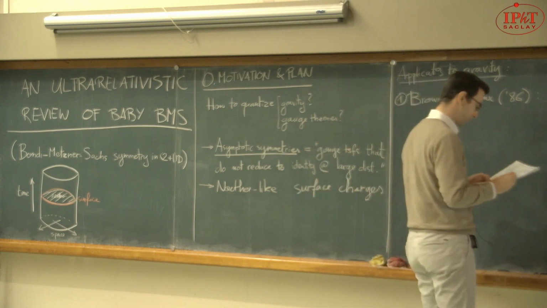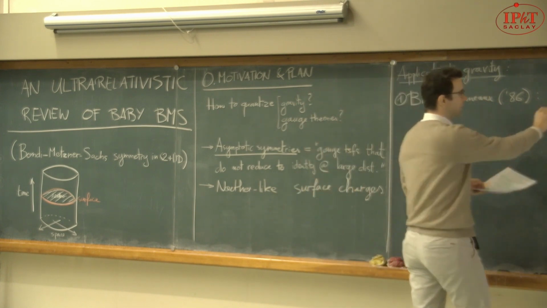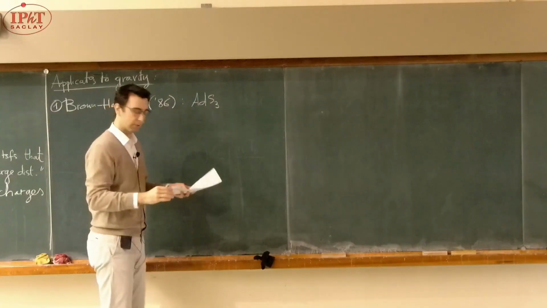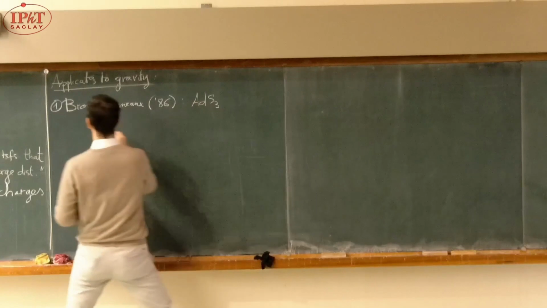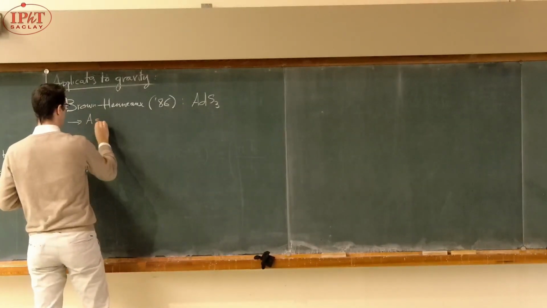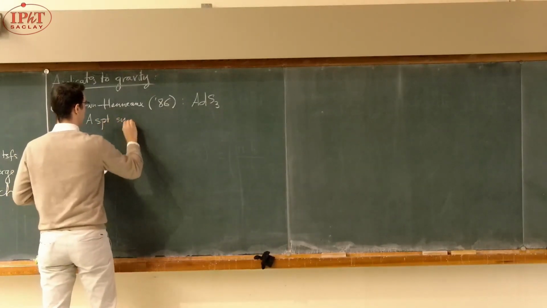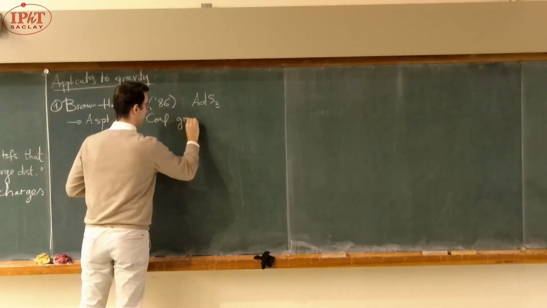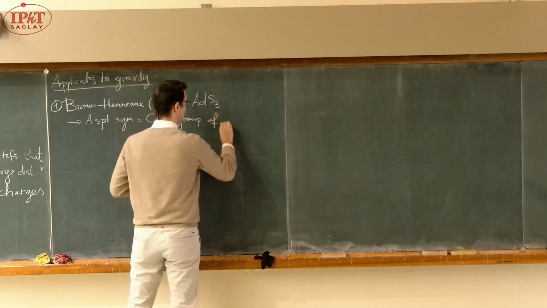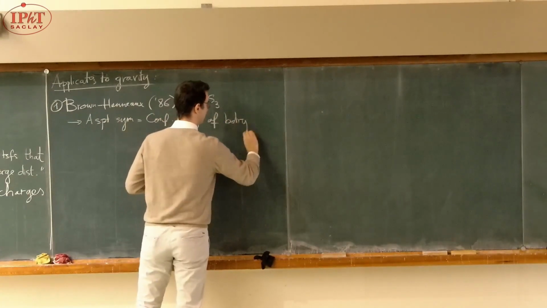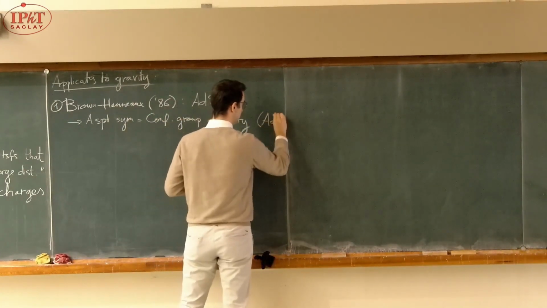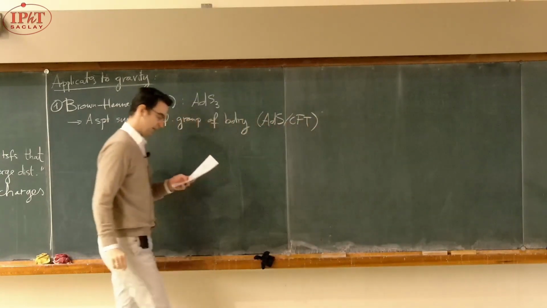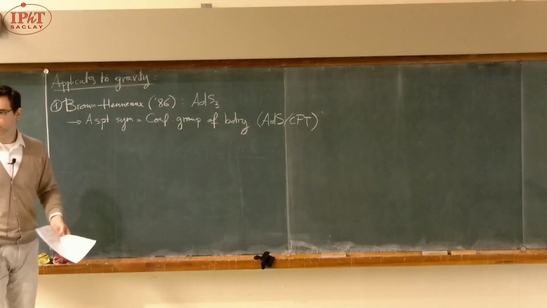ADS means anti-de Sitter. And when I say ADS3, I mean 3 space-time dimensions. So it's really anti-de Sitter gravity without local degrees of freedom. And they found that the asymptotic symmetries span the conformal group of the boundary, which from a modern perspective is completely natural, because this is really a precursor of what we call today ADS-CFT.